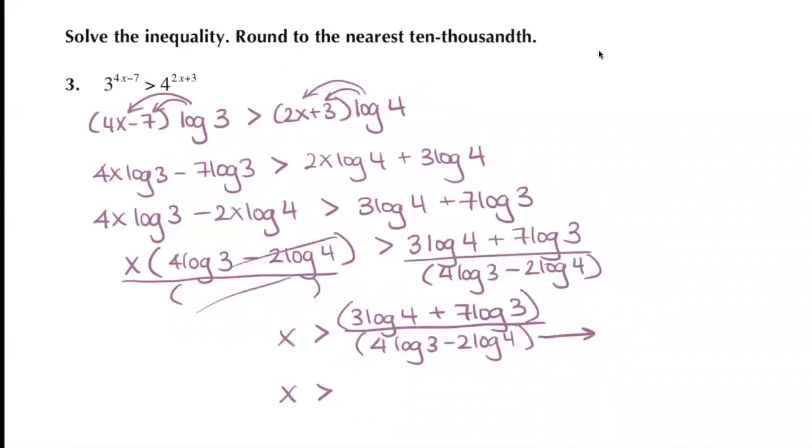So 4 log 3 minus 2 log 4 is positive. Okay, so because that denominator is positive, you do not need to flip the sign. But I am glad you asked, because if it turned out to be negative, then we would flip the sign. But because it's positive, we do not need to. But glad you checked. Nice.